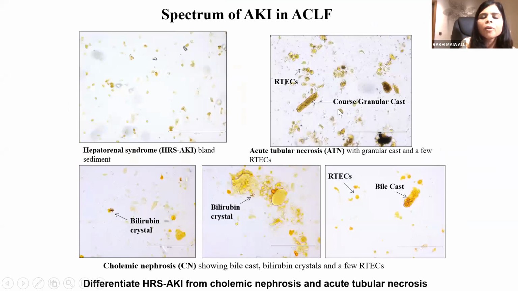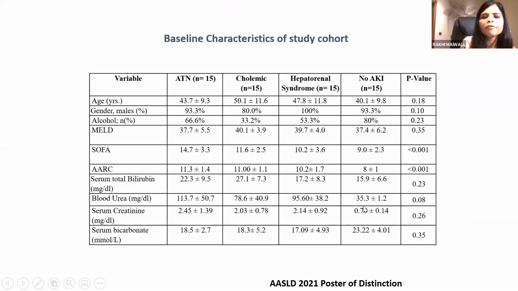So what do we rely on? And these are beautiful pictures of urine microscopy. You can see here, this is the patient with ATN, which shows granular cast. This is the HRS patient. And you can see here the bile cast, bilirubin crystals, which are seen in patients with cholemic nephropathy.